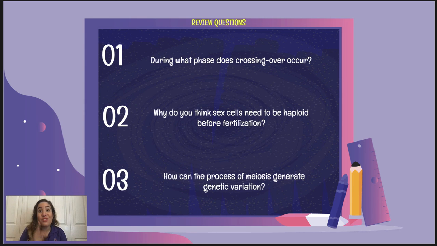Here are some questions for you. 1. During what phase does crossing over occur? 2. Why do you think sex cells have to be haploid before fertilization? And 3. How can the process of meiosis generate genetic variation?